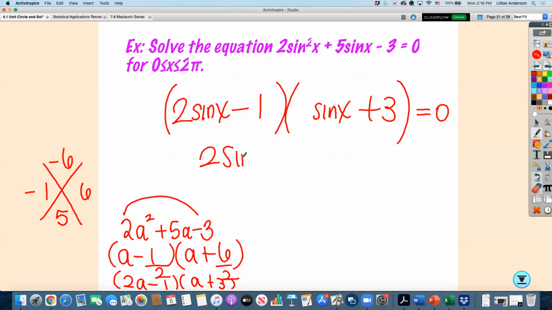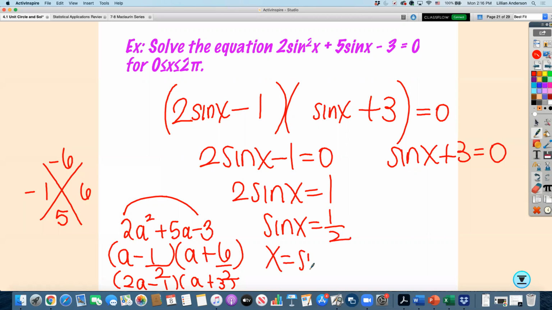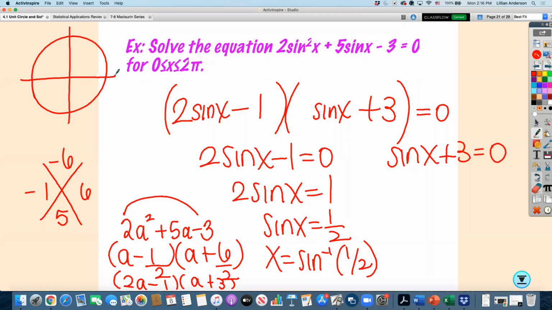So again, using my skills of factoring, I set each factor equal to 0. And I'll continue to solve. For the first one, I'll add over 1, divide both sides by 2. And now I'm looking for where sine is 1/2 from 0 to 2 pi. Again, that's why it's so important that we know how to do our unit circle. We know the angles in radians and degrees and the ordered pairs of our unit circle.